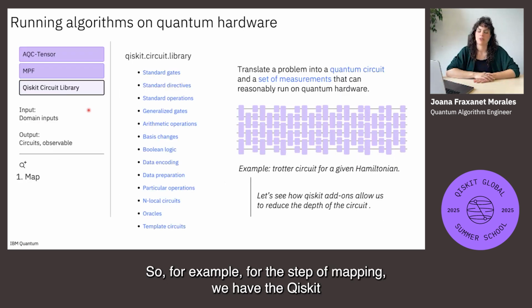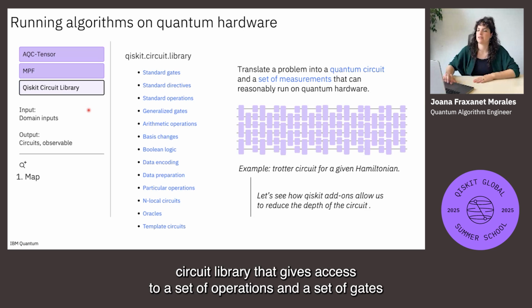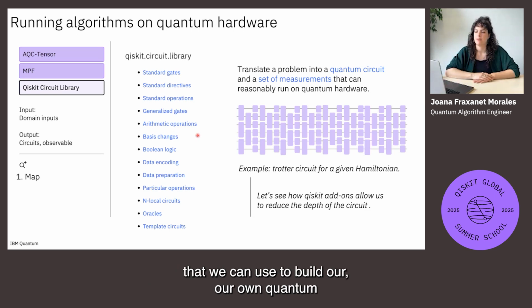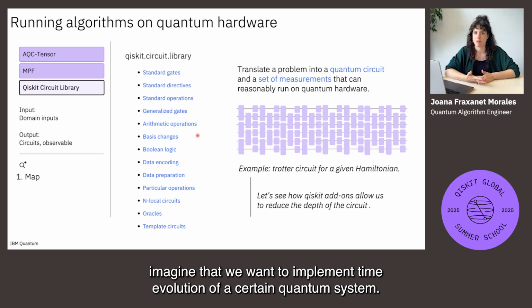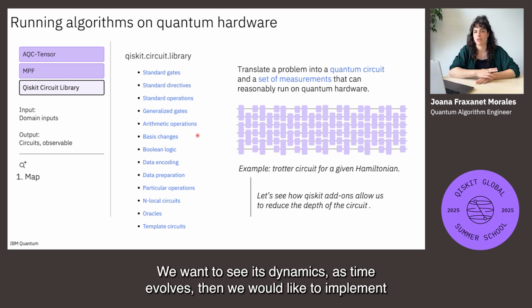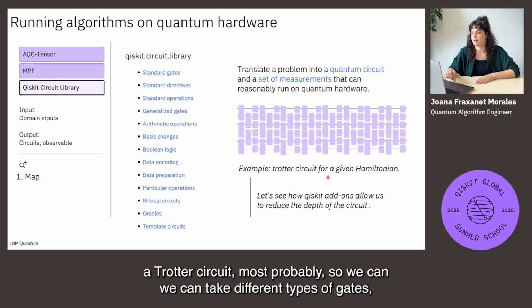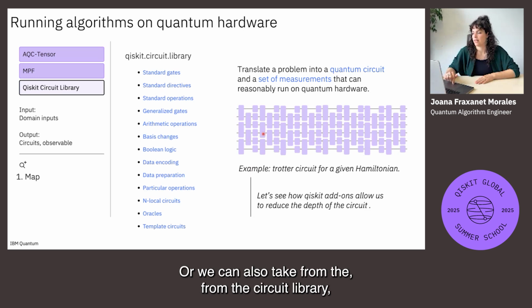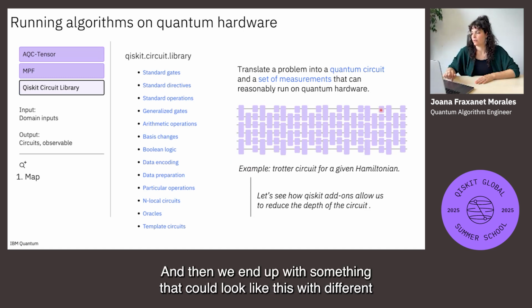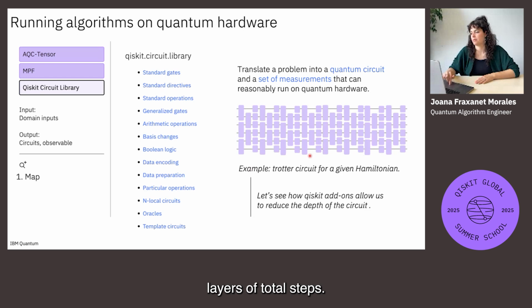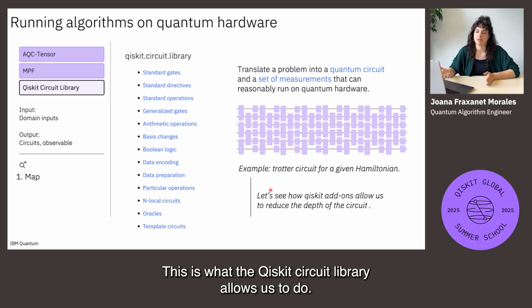So, for example, for the step of mapping, we have the Qiskit circuit library that gives access to a set of operations and a set of gates that we can use to build our own quantum circuits to do whatever we want to do in our algorithms. For example, imagine that we want to implement time evolution of a certain quantum system. We want to see its dynamics as time evolves. Then we would like to implement a trotter circuit, most probably. So we can take different types of gates, or we can also take from the circuit library the evolution of a certain Hamiltonian, and then we end up with something that could look like this with different layers of trotter steps. This is what the Qiskit circuit library allows us to do.